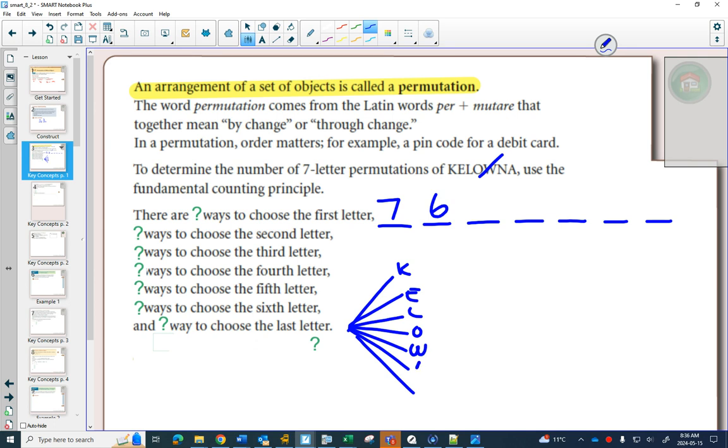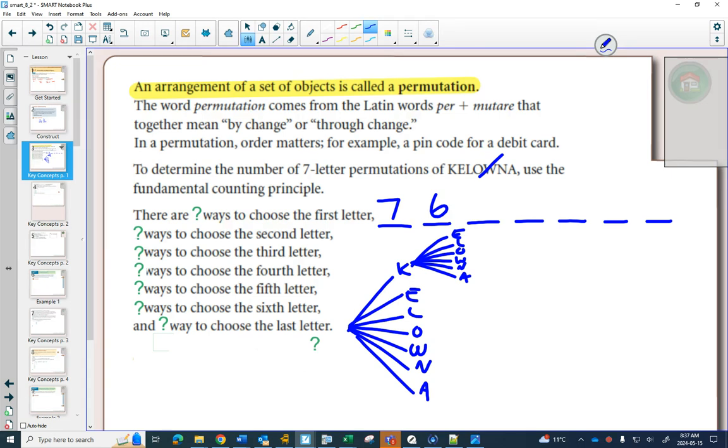we could make a tree diagram of this, and then off of this K, there would only be 6 because you couldn't have the K. The K is already gone, so there'd just be the E, the L, the O, the W, the N, and the A. And then you could do branches off those. It would get too full. And you see your tree diagram would be huge. So our spaces work really good.